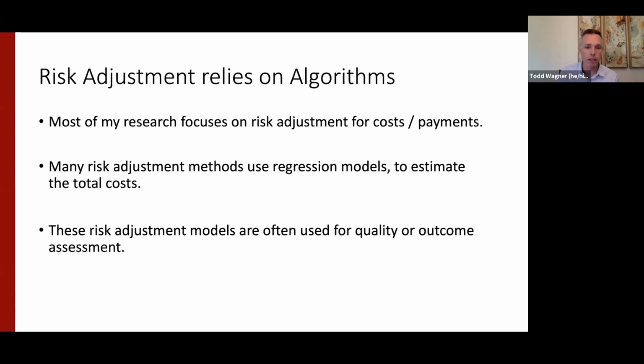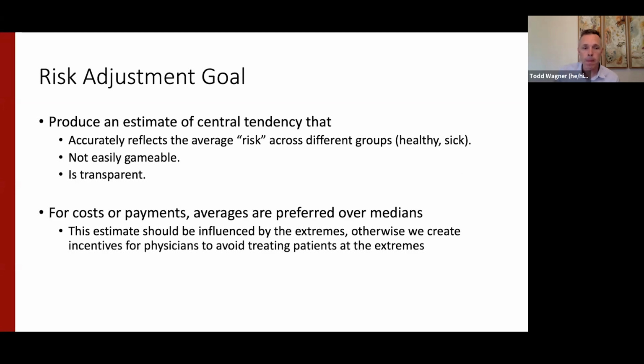So we're going to have a risk adjustment. It's going to use a regression model to estimate the total cost, the expected cost that we expect this person to have in this year. And it tends to work pretty well across the different metrics. So the real goal when we produce these risk adjustment scores is to produce an average or a central tendency that reflects the average risk of different groups. And this could be a healthy group, it could be a sick group.